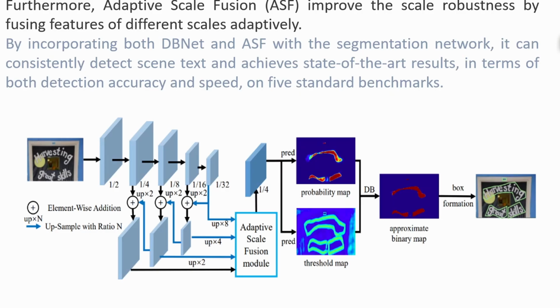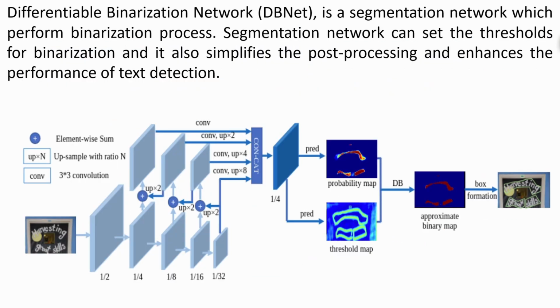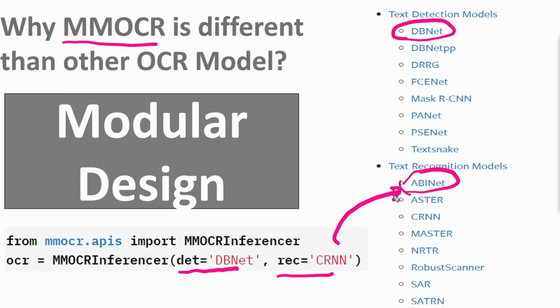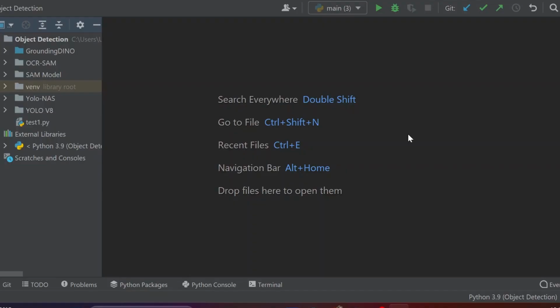Now we can go for the step-by-step implementation. During the implementation of the MMOCR model, today I use the DBNet model for text detection and ABINet for text recognition. Here we will use DBNet, and here we use ABINet for the text recognition algorithm or model. Now I will show you how you can implement it in PyCharm.